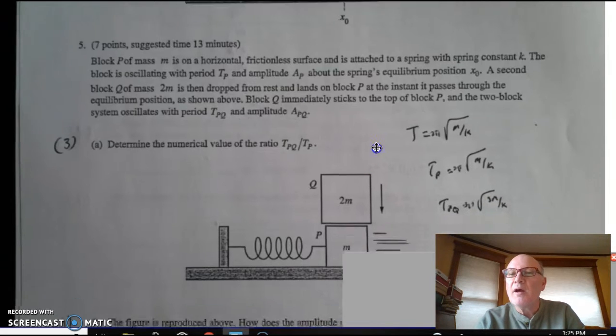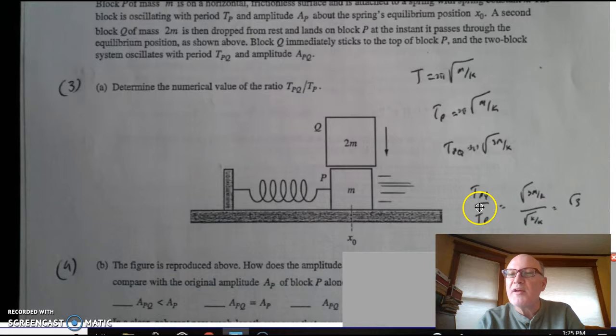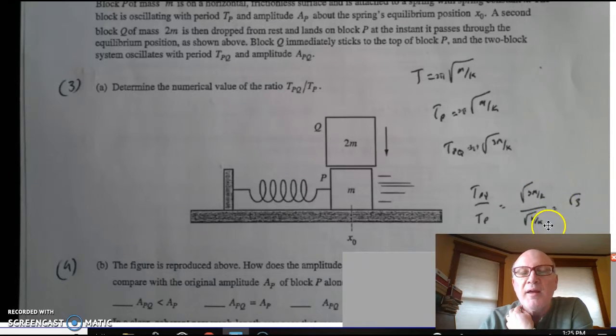And when we take the ratio of those two things, the 2 pi's cancel out. We've got the square root of 3m over k over the square root of m over k, and that pretty quickly resolves itself into just radical 3. So it's a radical 3-to-1 ratio where the period of the triple mass, 2m plus m, is radical 3 times longer than the period of just the single mass itself.